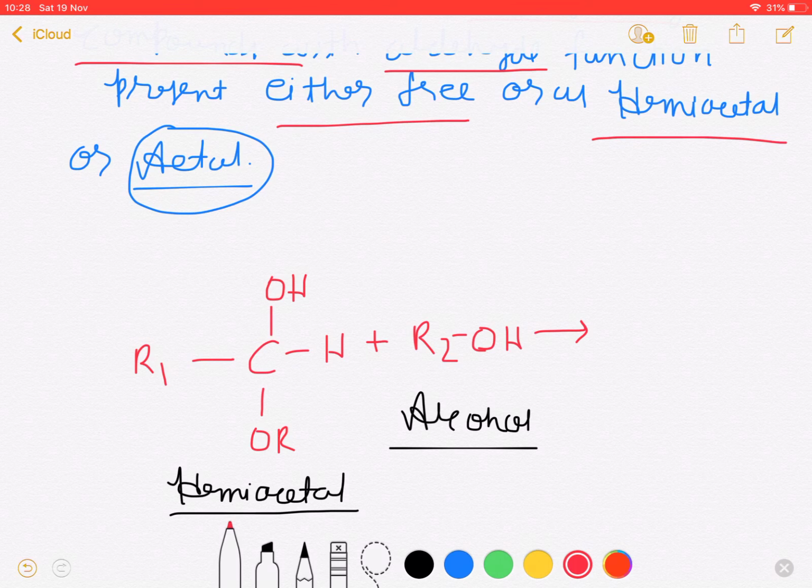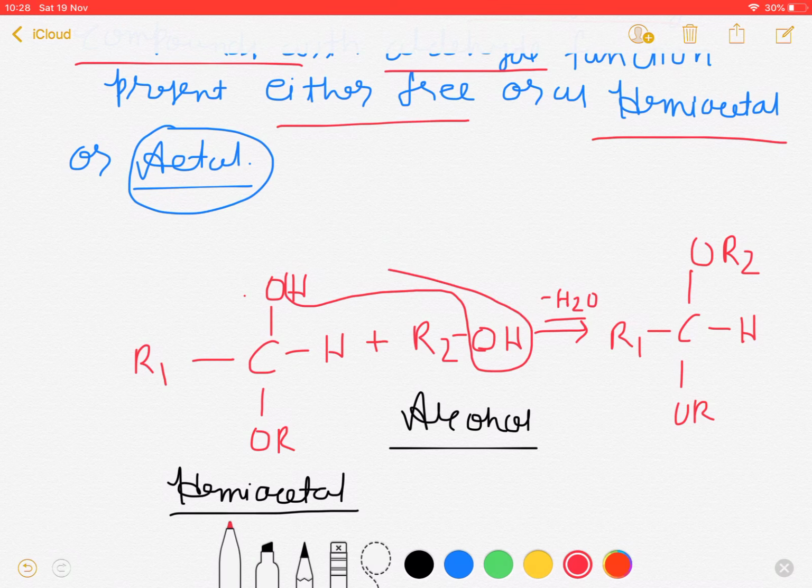And how does this acetal actually look? This acetal is going to look something like this: R1, OR, H and OR2. As a result of this particular reaction, a water molecule also comes out, because this hydrogen combines with the OH and a water molecule comes out. So when a hemiacetal and alcohol react, the formation of acetal takes place. So this kind of structure is called acetal.